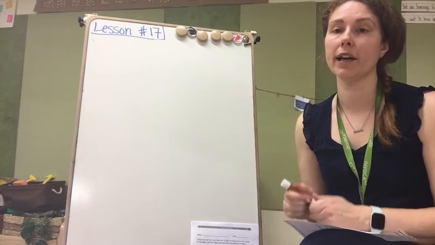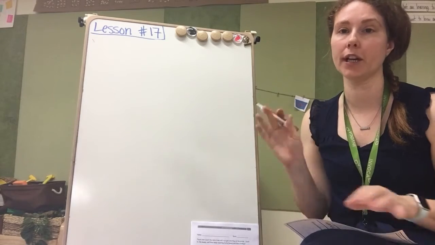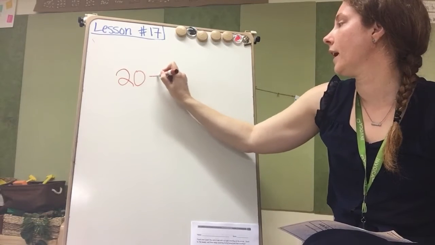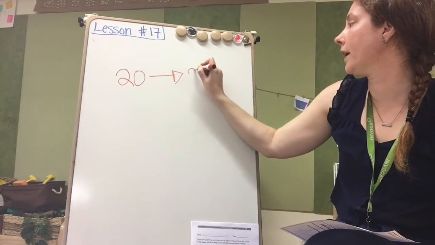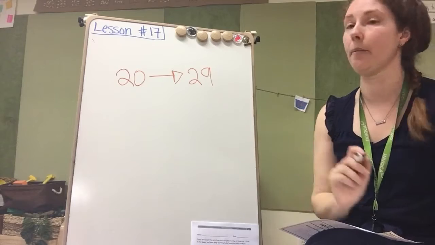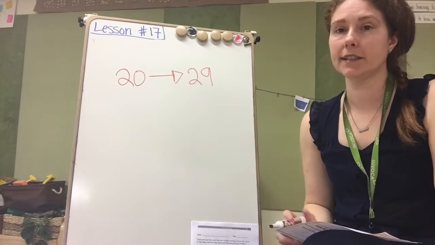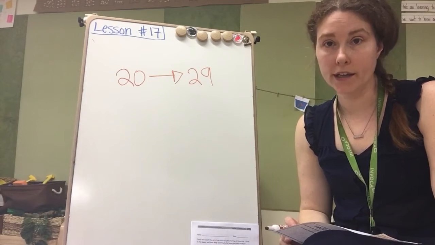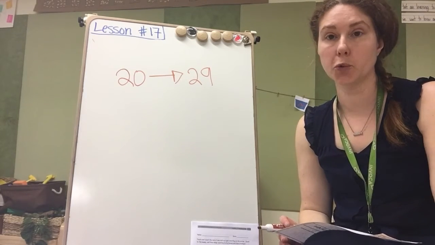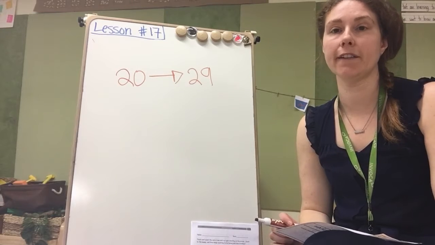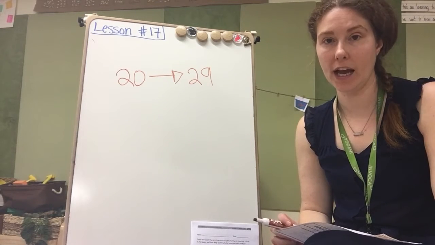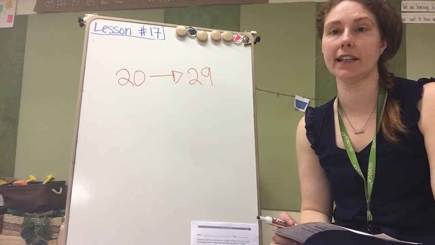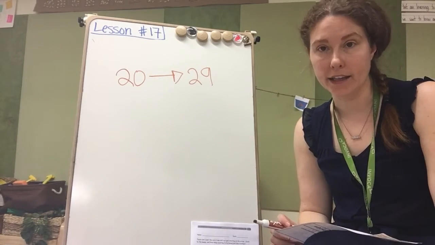So today, we're going to start counting. We're just going to do a couple counting drills. And we're going to start counting at this number, and we're going to count up by 1 all the way to that number. So, let's get started. 20, 21, 22, 23, 24, 25, 26, 27, 28, 29. Awesome.